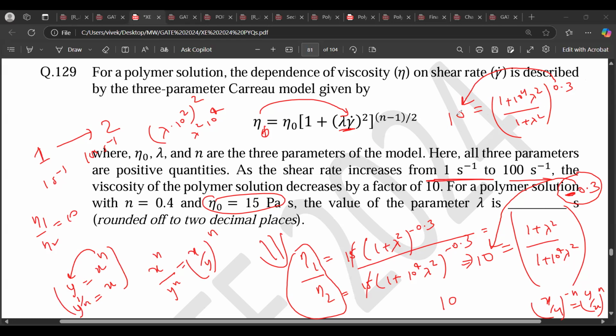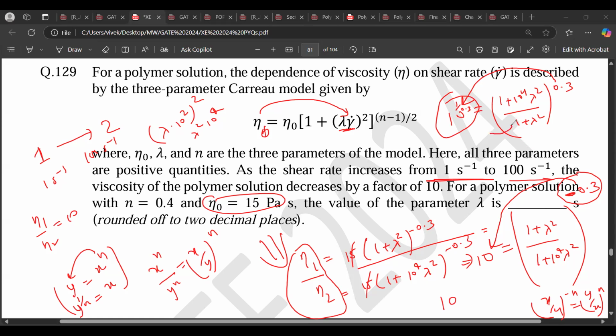So this will become 10 to the power 1 by 0.3. 0.3 is 3 by 10, so it will become 10 by 3, right? This you can find out from the calculator. And using the calculator, I figured out what this value is. It will be whatever it is.